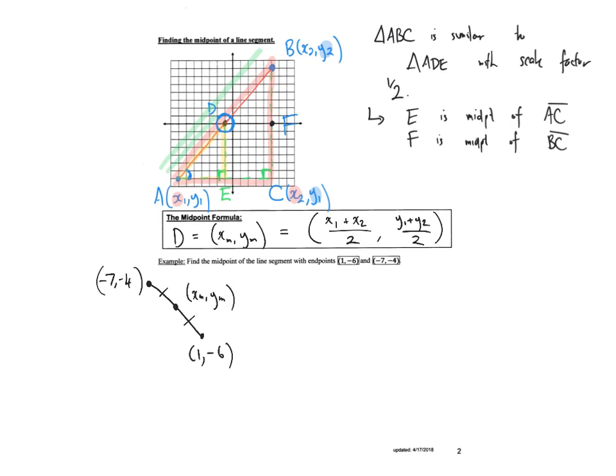Well, we just apply the formula. The midpoint is xm, ym. So I'm supposed to take the average of the x-coordinates, so that's -7 plus 1 over 2. The average of the y-coordinates, that's -4 plus -6 over 2, which gives us -3, -5 as our midpoint.